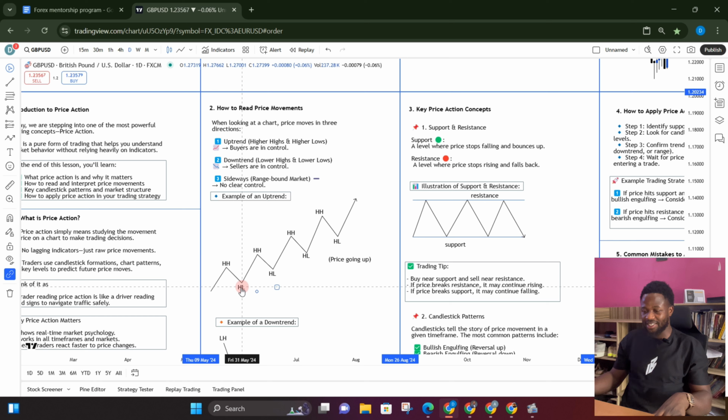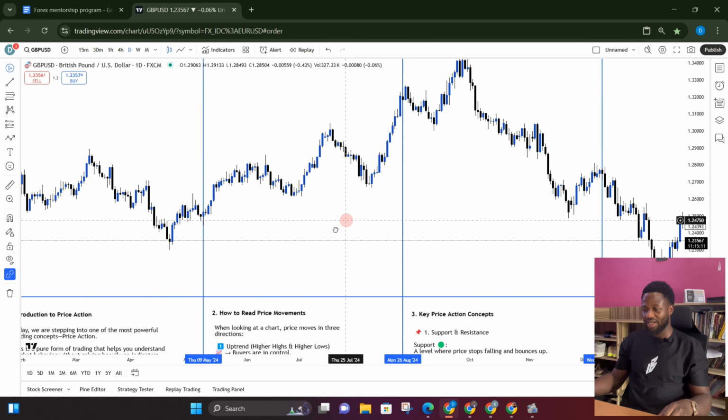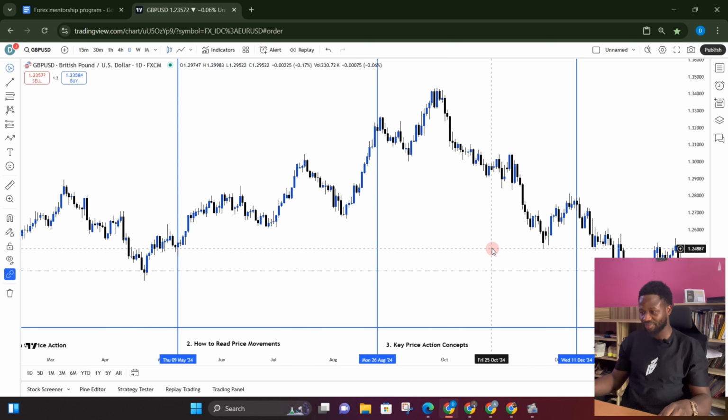So this is a high, this is a low, but this low is higher than the previous low. This low is higher than the previous low. This high is higher than the previous high. So it forms what? An uptrend. And there goes higher high, higher low, higher high, higher low. That's it. Let's see an example.